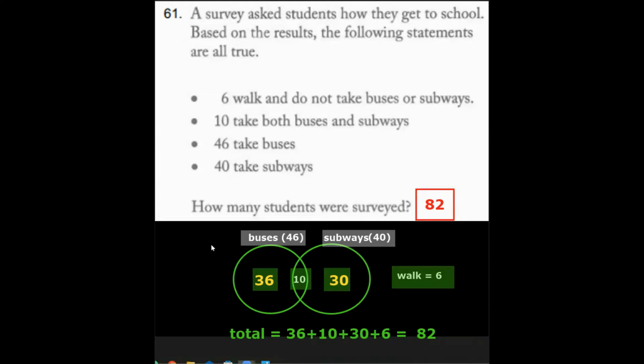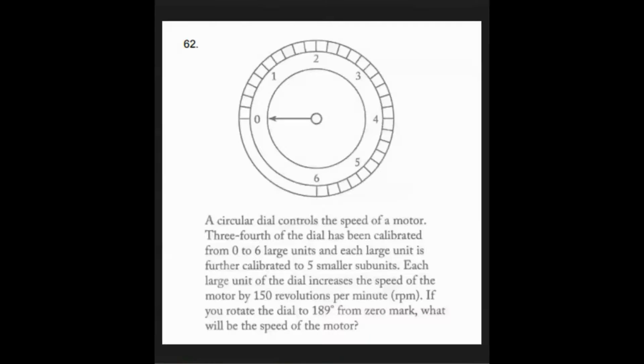So let's backtrack. 36 for buses only. 10 students do buses and subways with some type of transfer. And 30 are subways only, plus 6. There's a grand total of 82 students. So the correct answer for 61 was 82 students surveyed total.